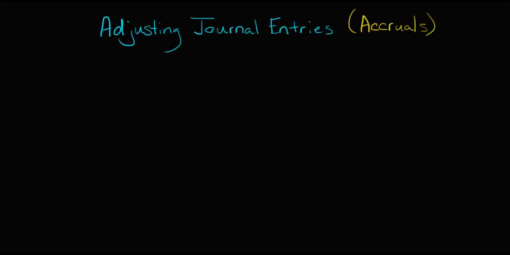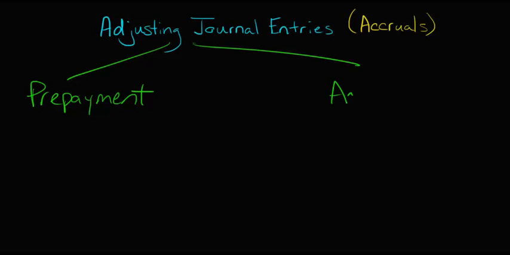As you'll remember, there's a couple different types of adjusting journal entries. When we think about them, we can think about prepayment adjusting journal entries, like, for example, we prepay for an insurance policy and it's used up over time. But we can also think of them in terms of accruals, right? And accruals is going to be the focus of this video.